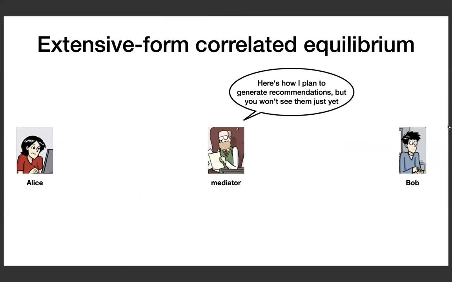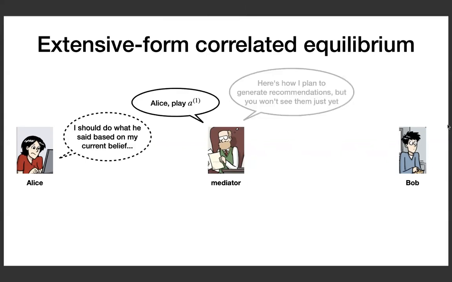And what is an extensive form correlated equilibrium? Here's an example. At the beginning of the game, the mediator says, here's how I plan to generate recommendations. It's like a huge distribution of recommendations, but you won't see the actual realized recommendations just yet. So the game begins. We are now in state 1. The mediator generates the first action for Alice and tells Alice to play action A1. Because this is an extensive form correlated equilibrium, Alice rationally believes that it's in her best interest to follow the recommendation and play action A1.